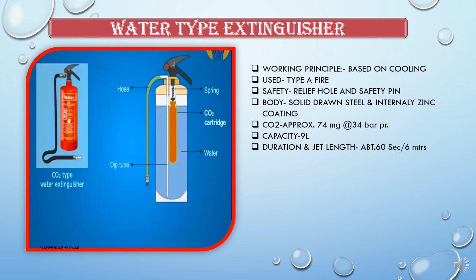And the capacity is 9 liters. Duration and jet length is about 60 seconds per 6 meters. So this is the description of the water type extinguisher.